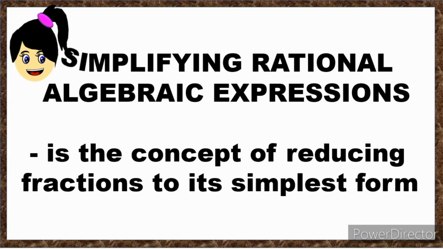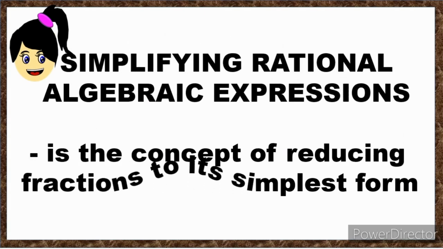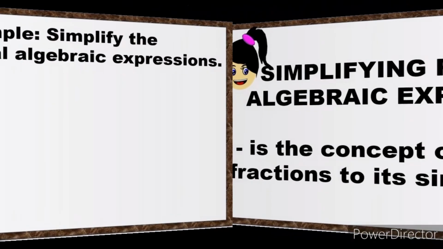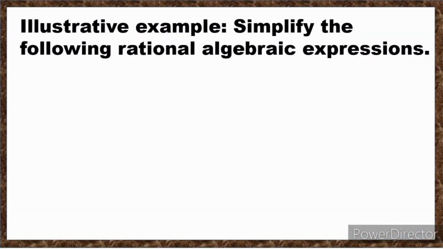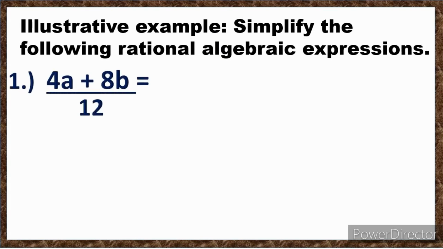Simplifying rational algebraic expressions is the concept of reducing a fraction to its simplest form. Okay, now let's start with an illustrative example. Simplify the following rational algebraic expressions. Number 1: 4a plus 8b over 12.